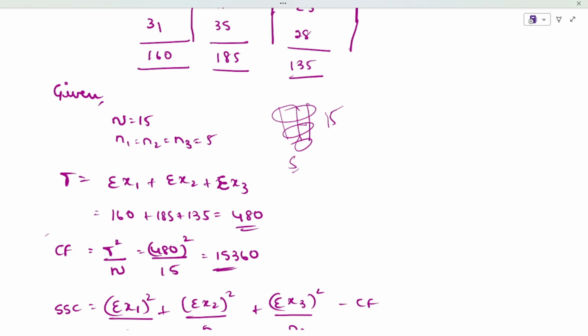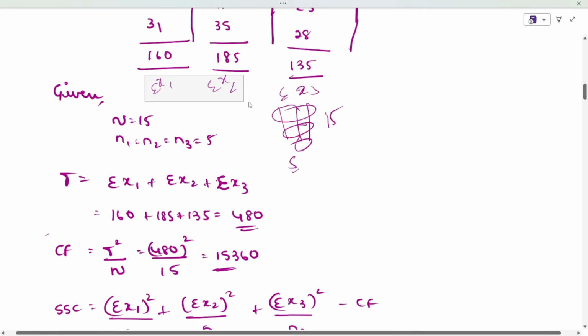Next, if you want T, that means you have to add these. You take the summation of each column, that is x1, x2, x3. This is x1, this is x2, this is x3. You have found out the summation, so that is why you need to find T here.